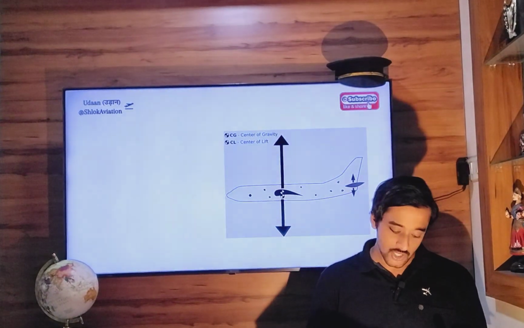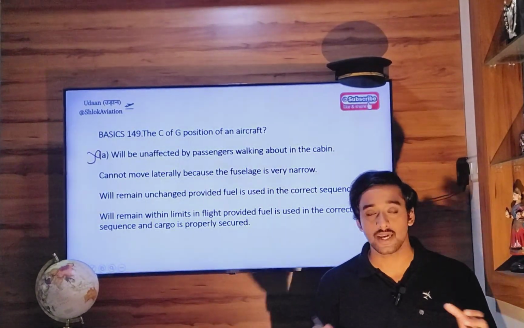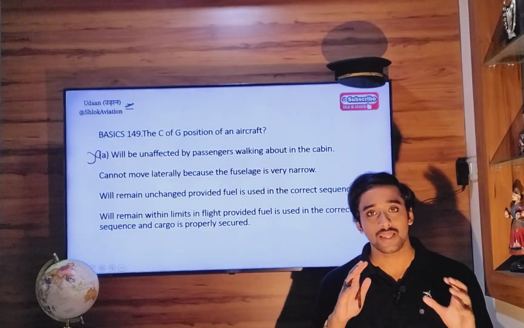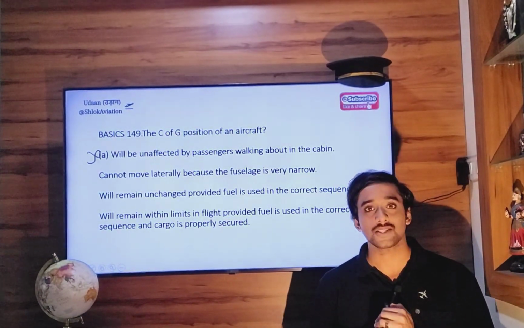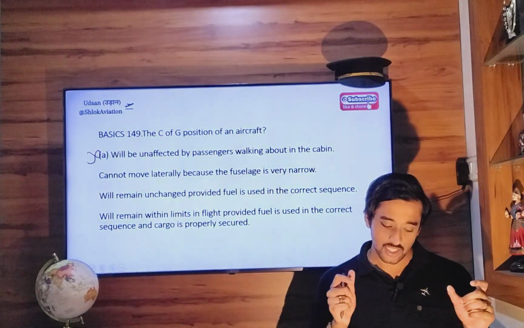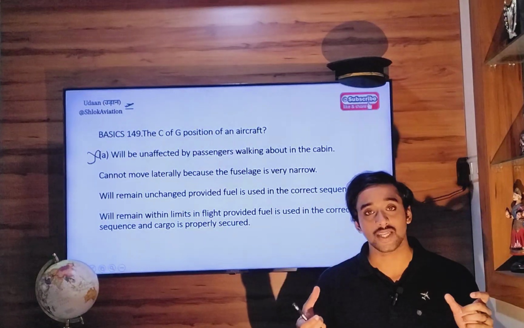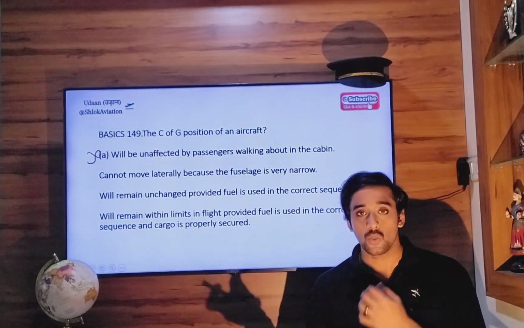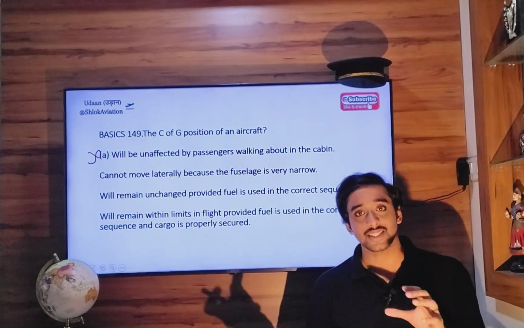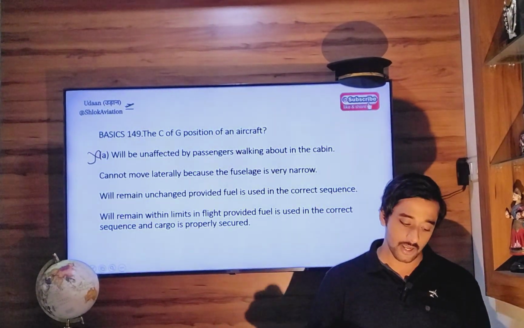So as your passengers walk in the cabin, passengers or even the cabin crew, as they discharge their duties, they have to walk to and fro in the cabin. With their movements, the center of gravity is bound to be affected. Only that the degree to which the center of gravity gets affected will be very negligible. But yes, it has some influence on the movement of center of gravity. So option A will be wrong.